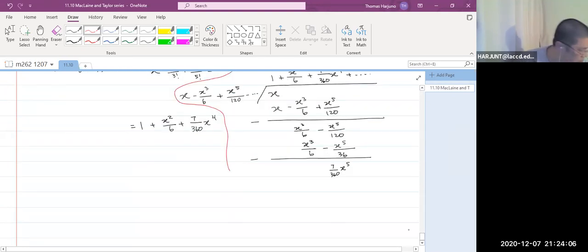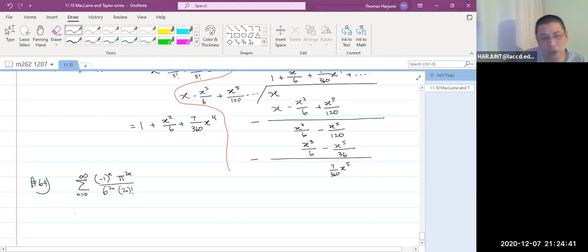Now let's see number 64. I think I will do 3 more problems from here. Number 64. The series from 0 to infinity of -1 to the n pi to the 2n over 6 to the 2n factorial. Now you massage that until it looks like one of the special series. -1 to the n, and this is pi over 6 to the 2n over 2n factorial. If I change this to x, what will that be? That's cosine x, right?